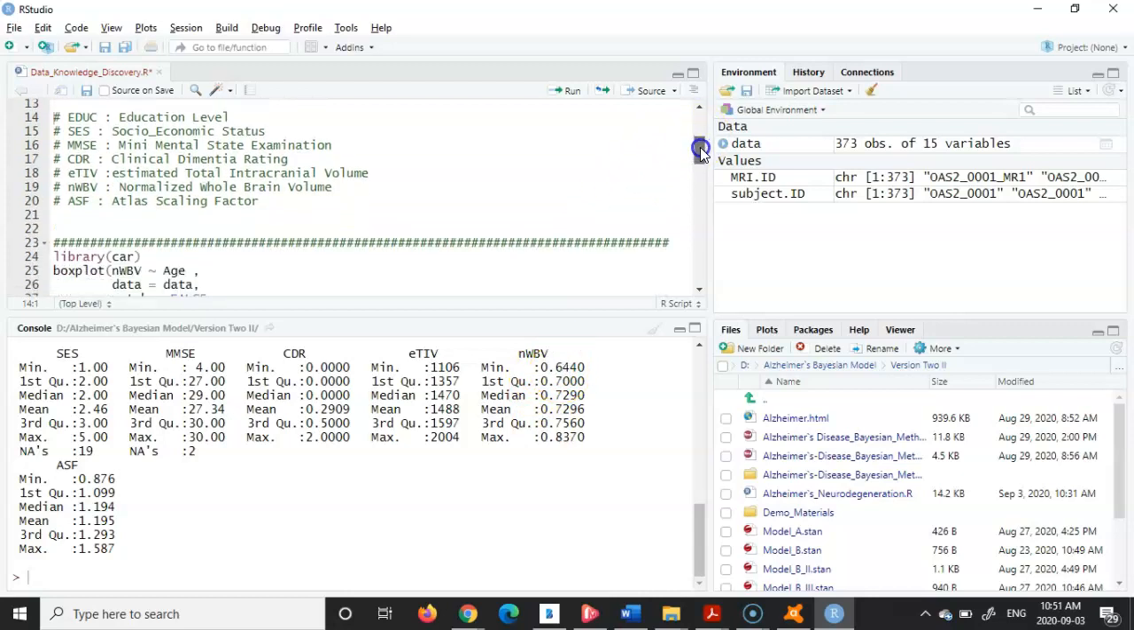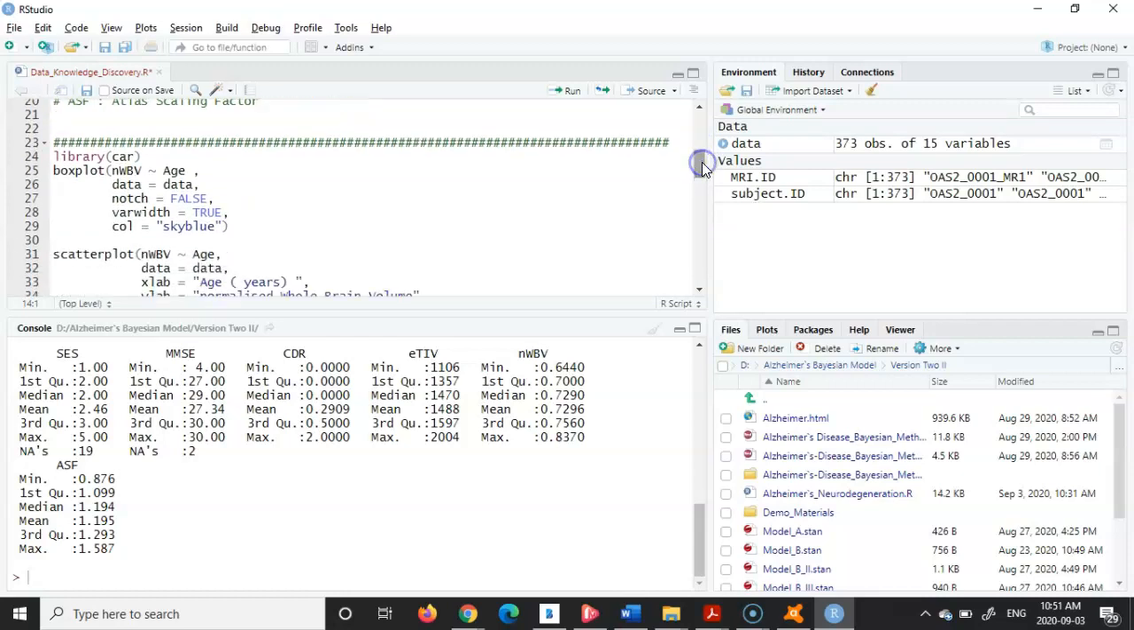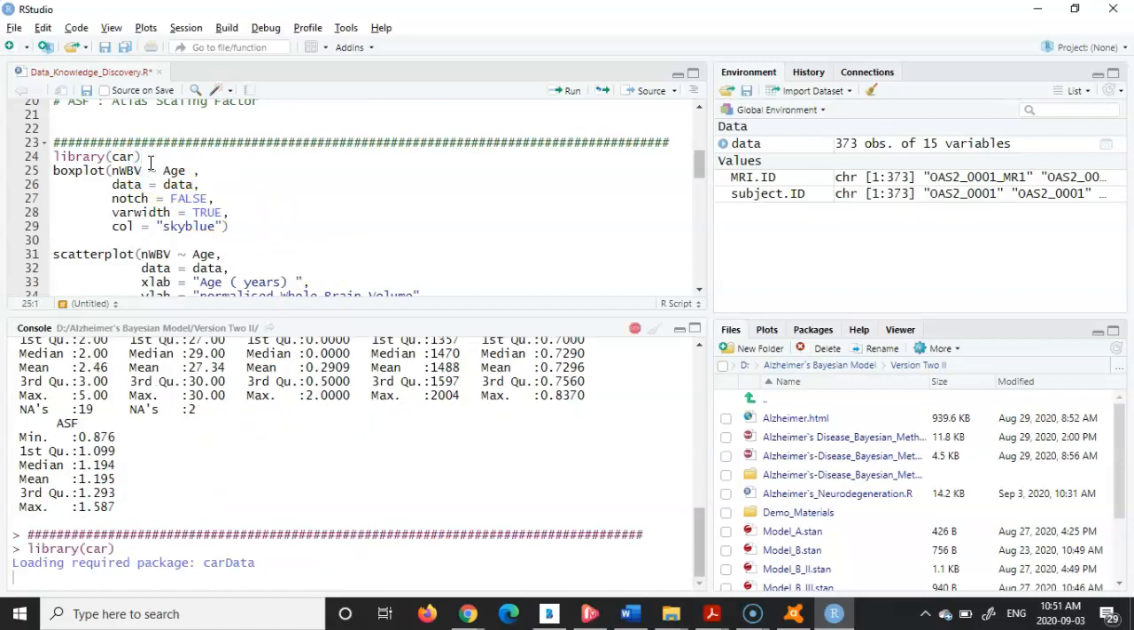Okay, and now I'm going to move on to the data exploration analysis, and do some interesting plots in order to visualize the things that we have to do. First of all, we need to have access to the car library. And when you have access, you can box plot the normalized whole brain volume with respect to the age.